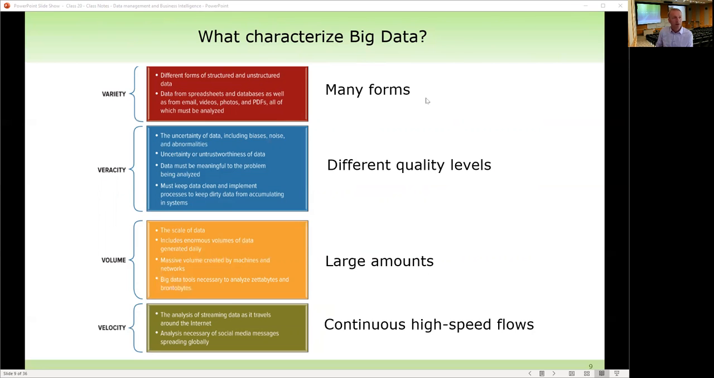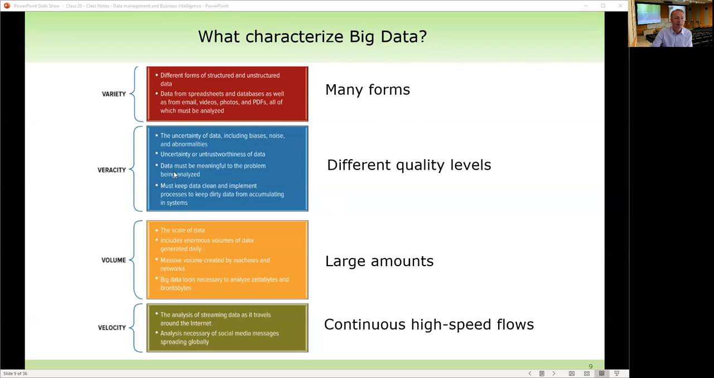data. So, zeros and ones or numbers. It can come in text. It can come in photos and videos and audio streams and other types of forms. So when you have many different forms of data coming your way, you typically have a characteristic of big data that's called variety.